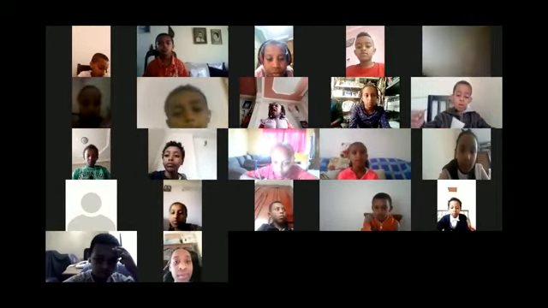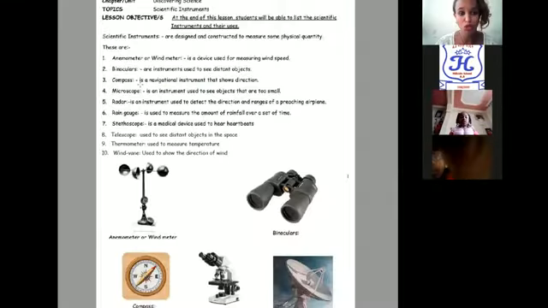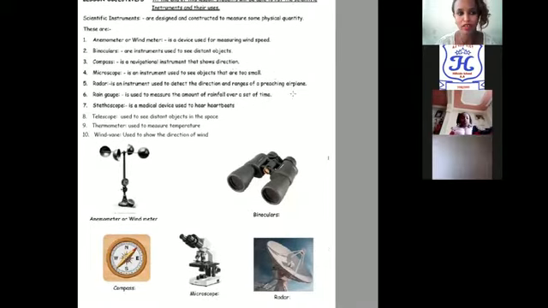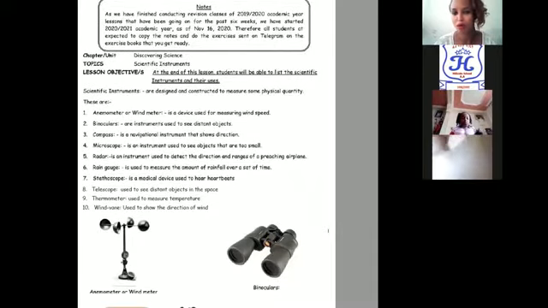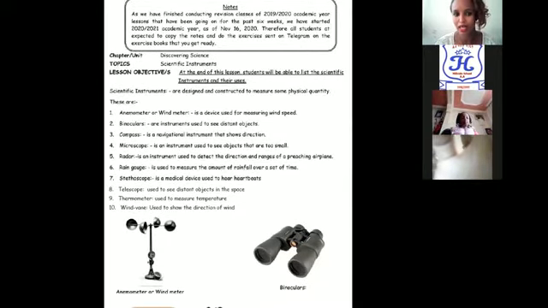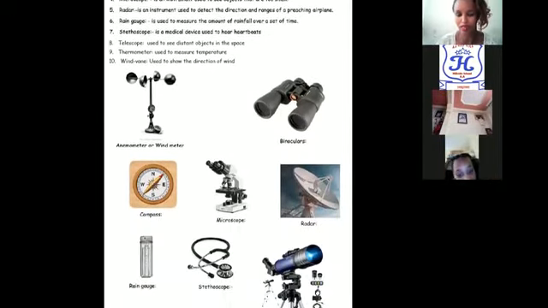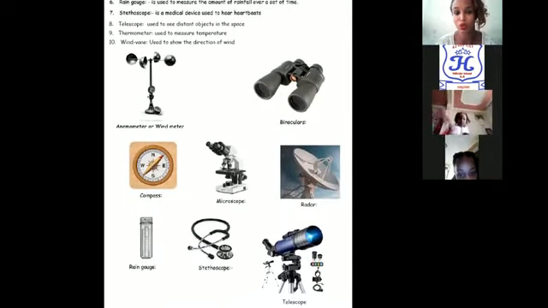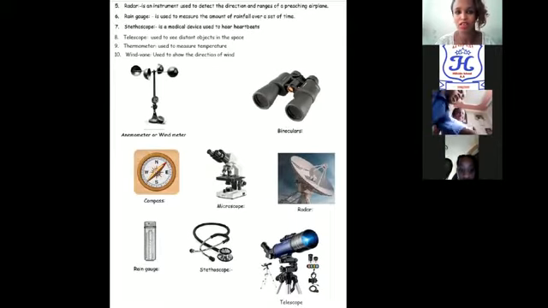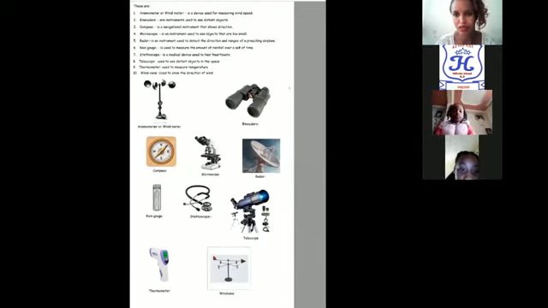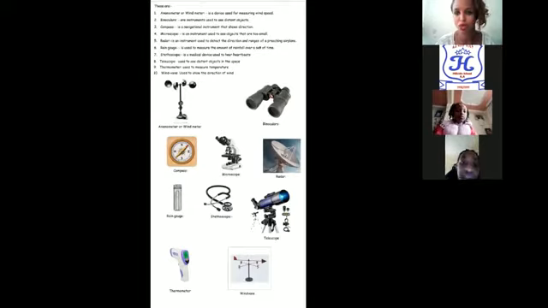When we start today's lesson, let us start with the first one. The first scientific instrument is the anemometer. Can you see? I think you can see the picture, isn't it? Anemometer is a device used to measure the speed of the wind. A device used to measure the speed of the wind. This is called an anemometer.